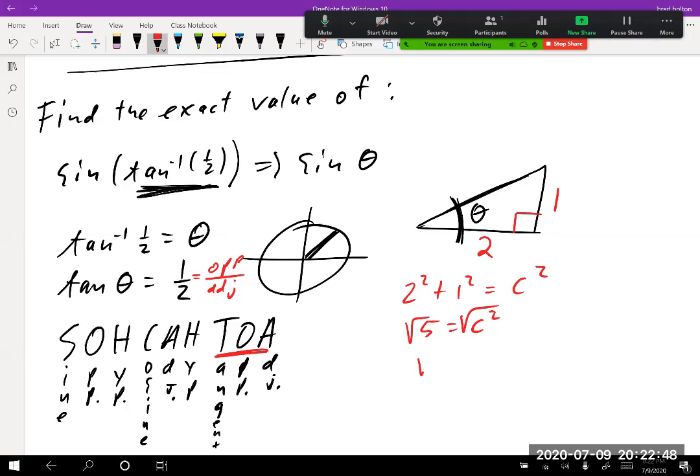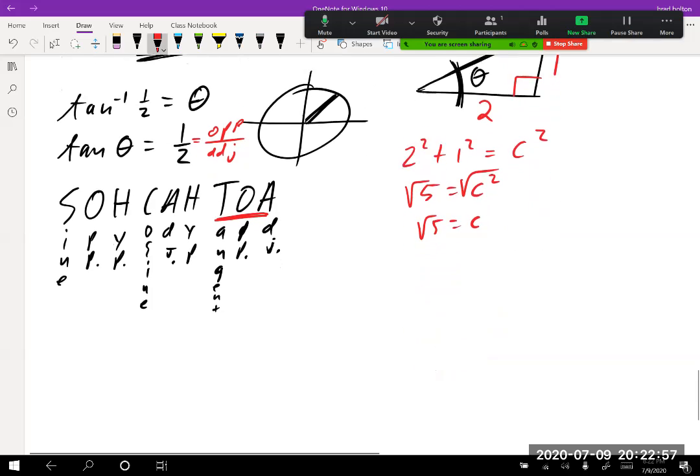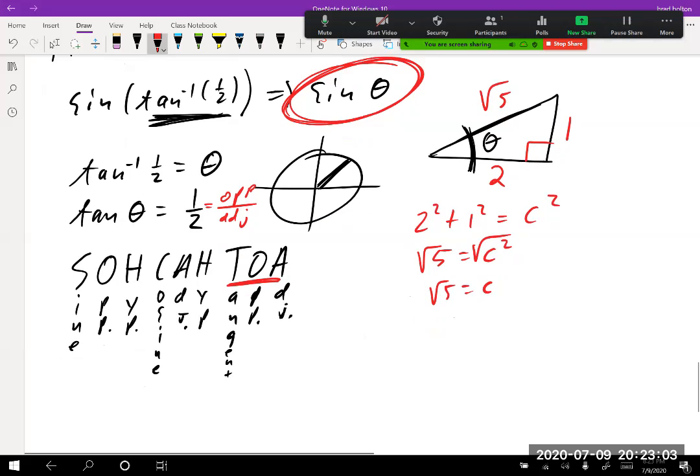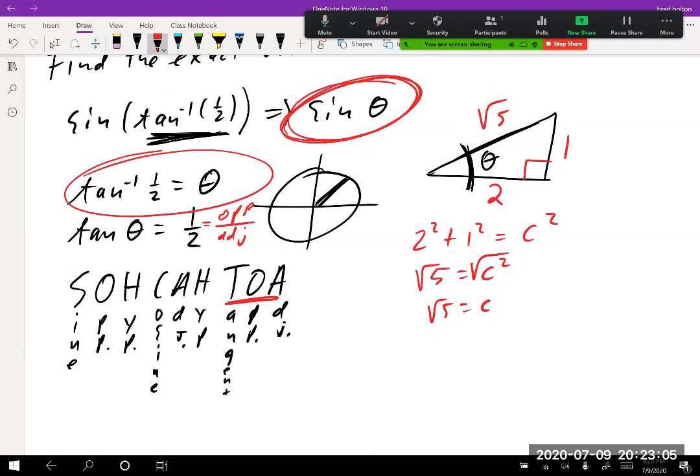So square root of 5 is equal to c. So we now know this side is square root of 5. So now you can ask me anything you want about theta because I have all three sides. So they want to know what is the sine of theta, right? Because remember, I said that's what they're really saying, is what's the sine of theta? We said that theta was worth the arctan.